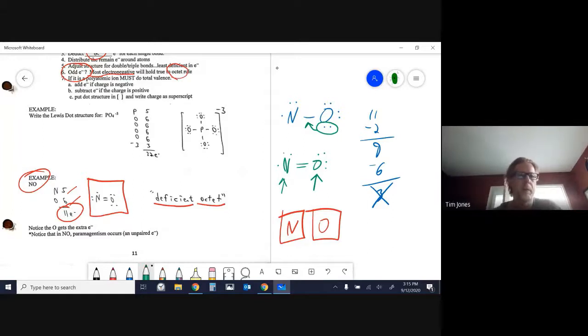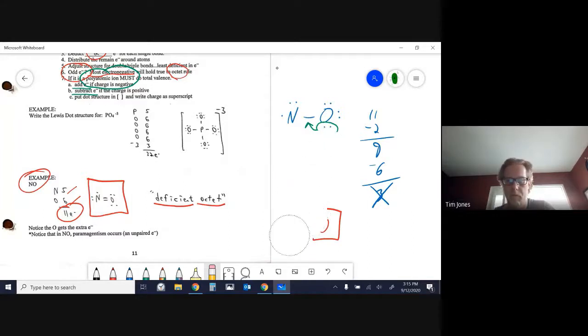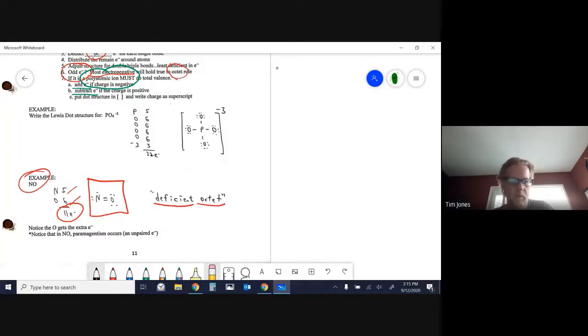Going up above, I mentioned polyatomic ions. What you do with polyatomic ions is you have to add extra electrons if the charge is negative, and you subtract if the charge is positive. And so I'll show that in this example here. I'll clean things up. And do this example.